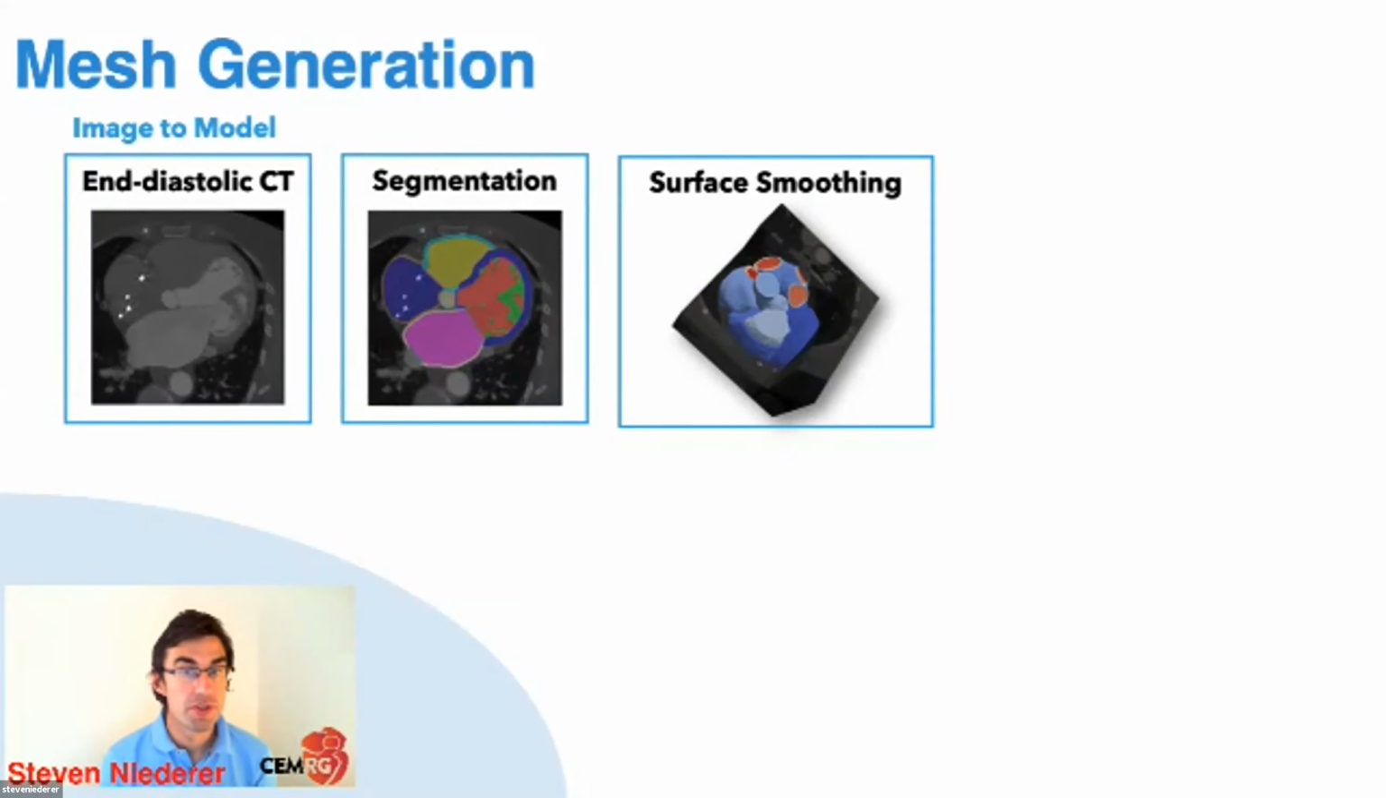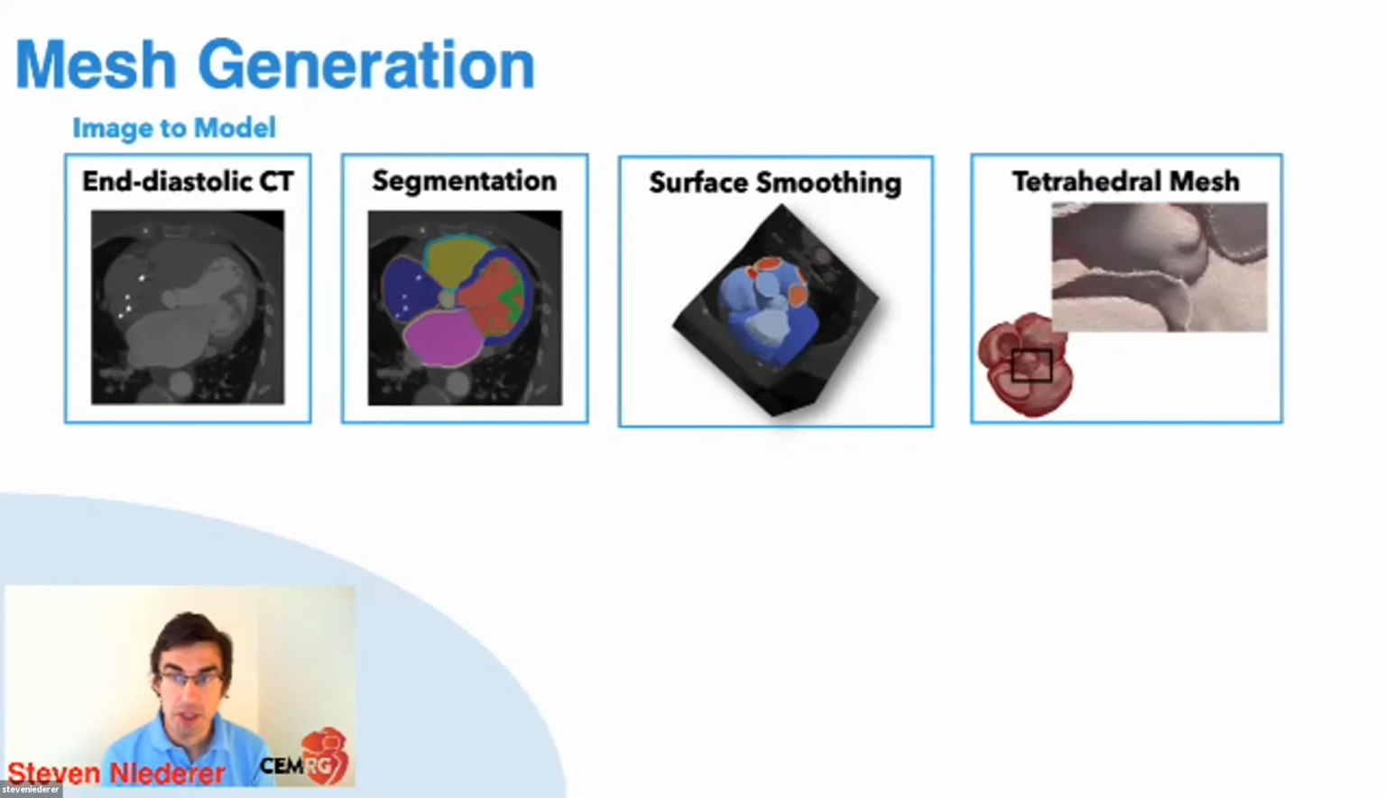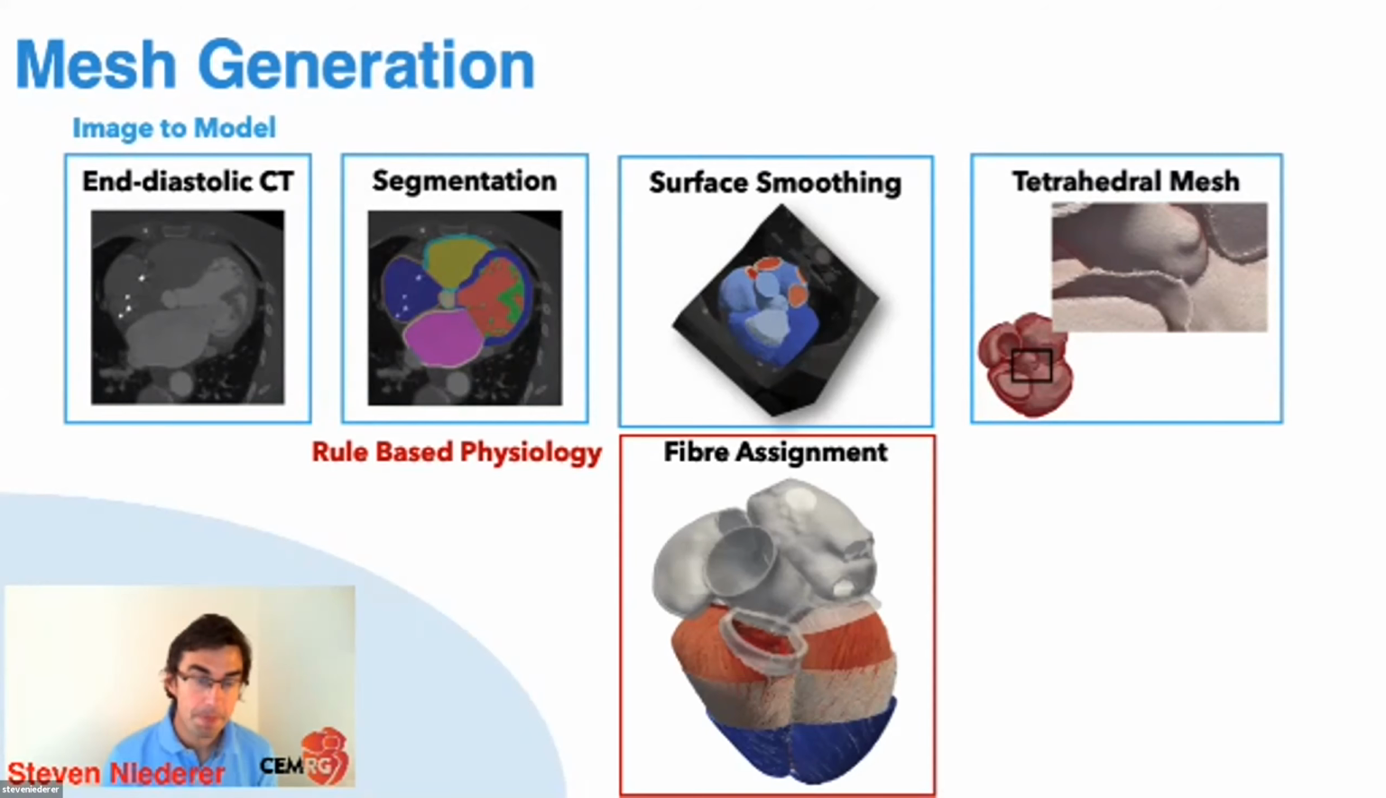We can then create surfaces and smooth that segmentation to remove some of the image artifacts from staircase effects that we might have. And then we can make a tetrahedral mesh to represent this patient's anatomy. This tends to be about a 1 millimeter mesh that we create. We can then introduce physiology to our meshes. So we have rule-based fibers, which are the same rule-based methods that people are using across most of the centers, where we're using the universal ventricular coordinate system developed by Ed and Gernard. We can then project the fibers into our hearts.